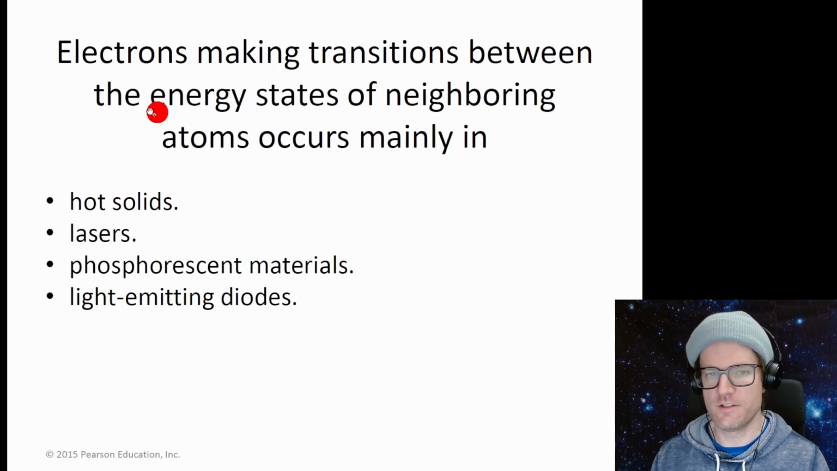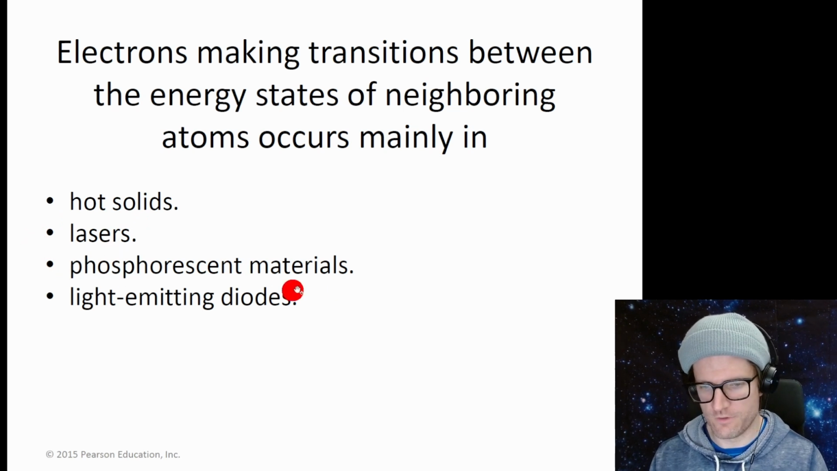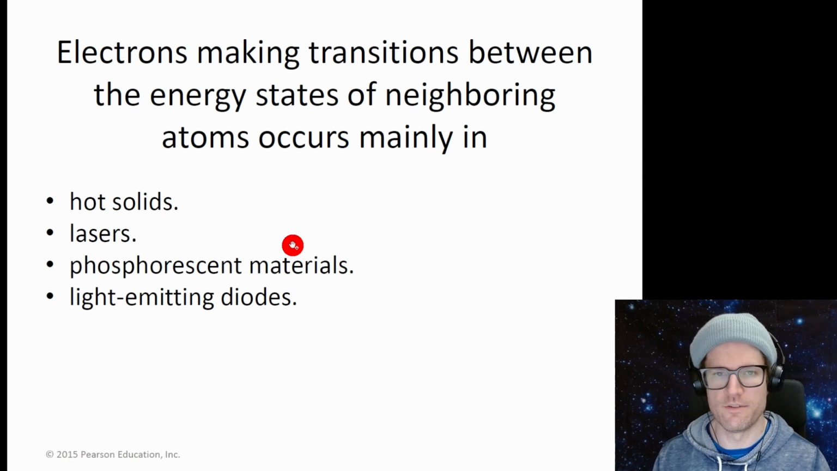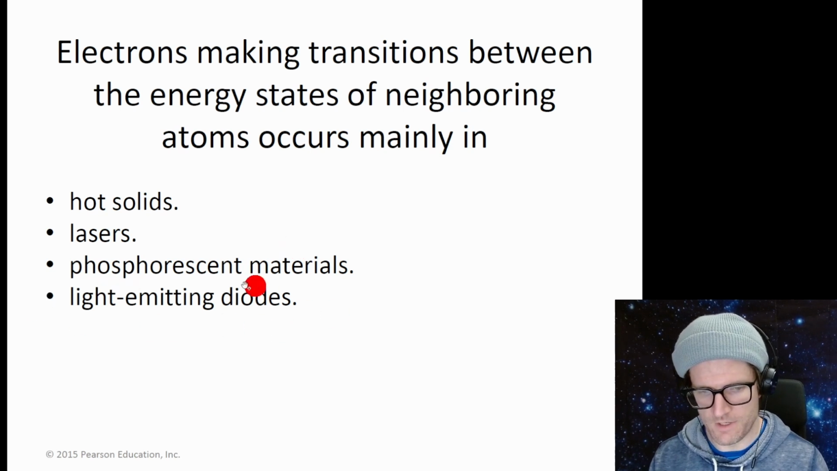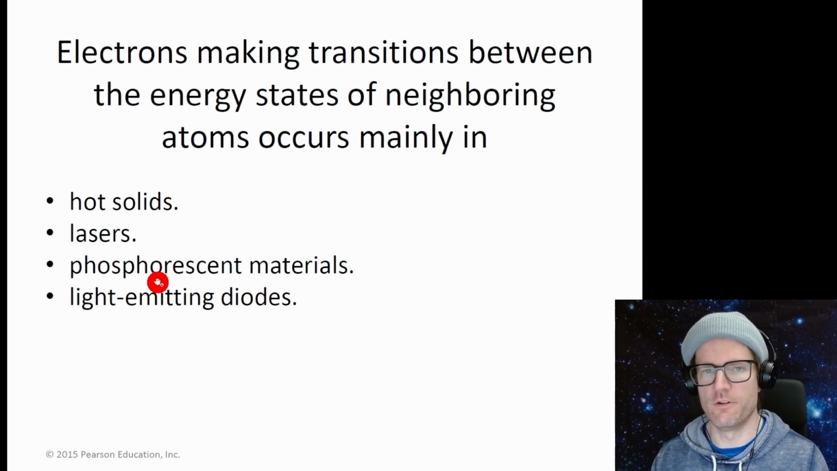Electrons making transitions between the energy states of neighboring atoms occurs mainly in hot solids. That sounds okay. Lasers are something else, creating coherent light. Phosphorescent materials involve energy levels within an atom. Light emitting diodes are a totally different process involving semiconductors. I think hot solids is the best answer.